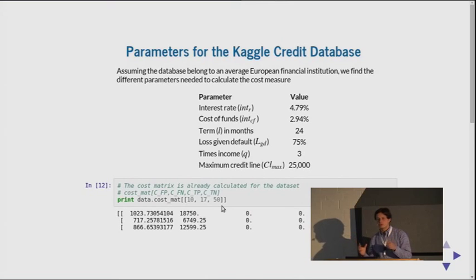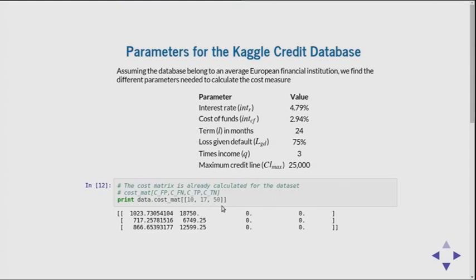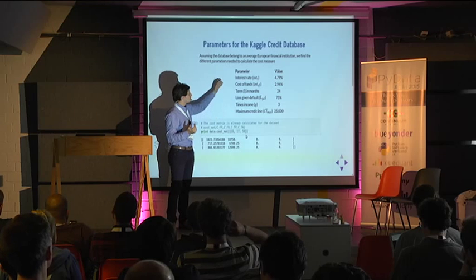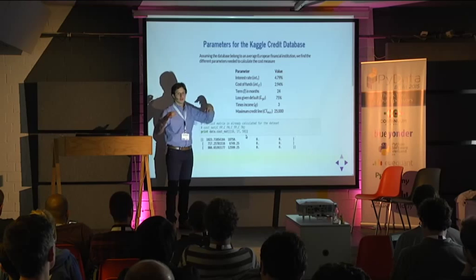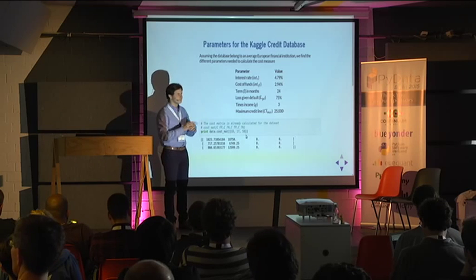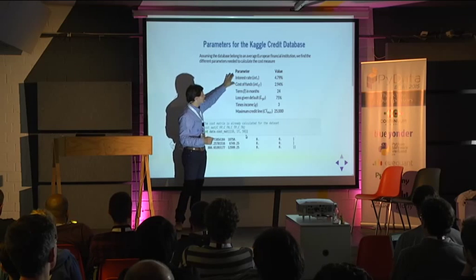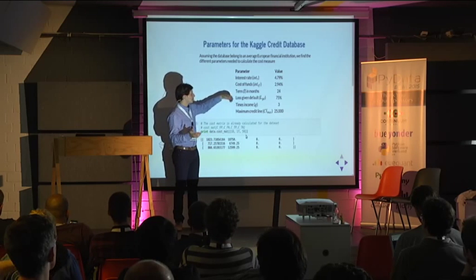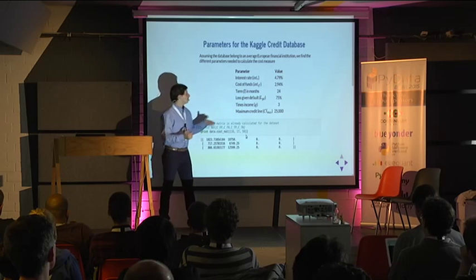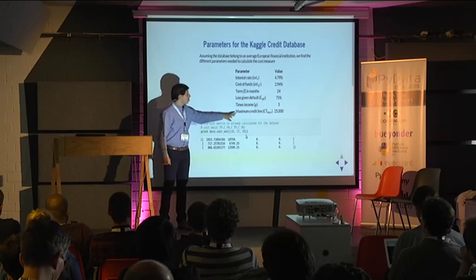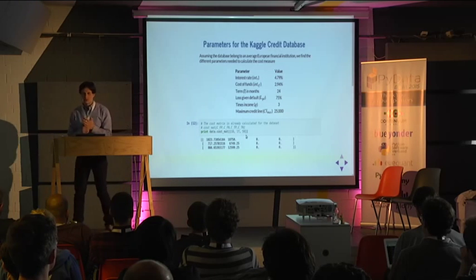So how did I create that cost matrix for the Kaggle dataset? In the Kaggle dataset, there is some information about the income of the customer and the current debt of the customer, that will allow me to infer the disposable income of the customer. Then you can more or less infer that it was an average European bank, so you could make a huge assumption and estimate the interest rate that you are going to charge, the cost of funds, the average loss given default in Europe, and some other information that you need in order to calculate this particular model.